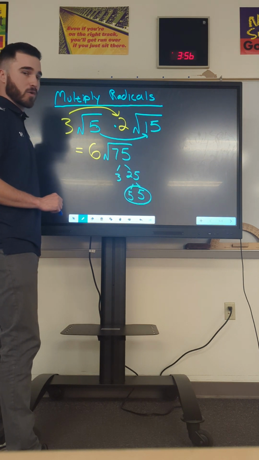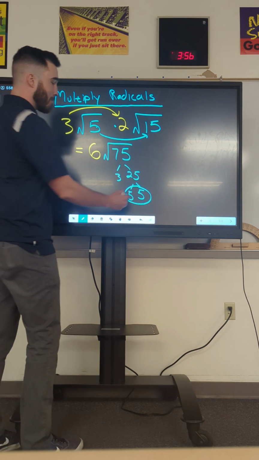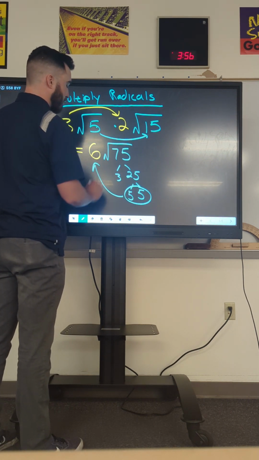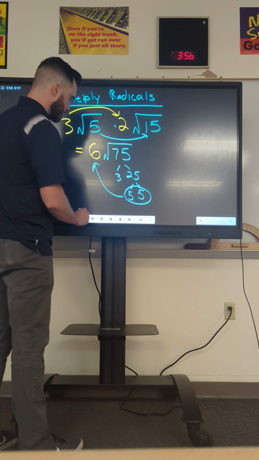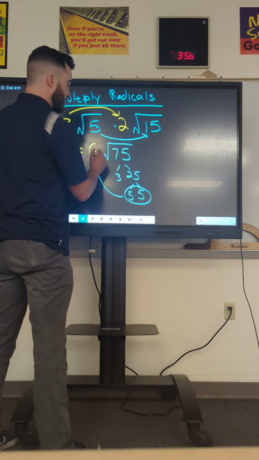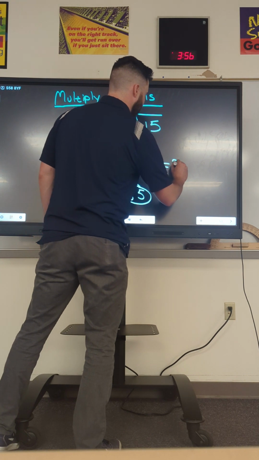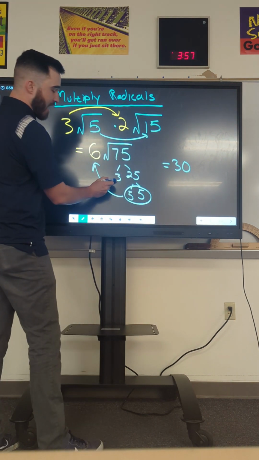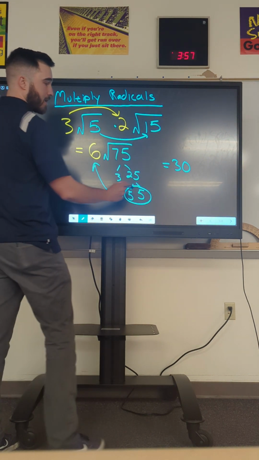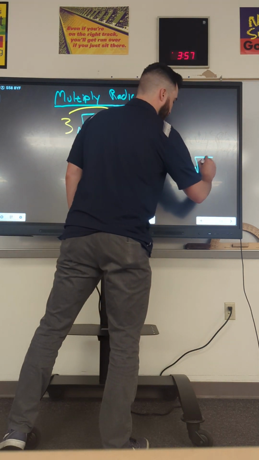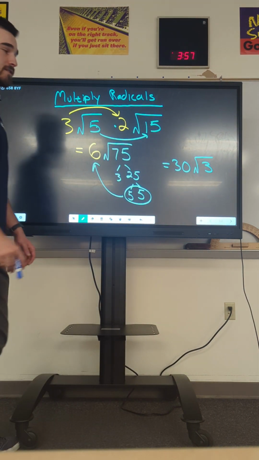Which is stuff we practiced on our quiz yesterday, so you're familiar with this. My 5 is going to come out here and multiply by my 6. 5 times 6 will give me a 30. And the only thing I have left over is the 3 right here. So I have radical 3 left on the inside.